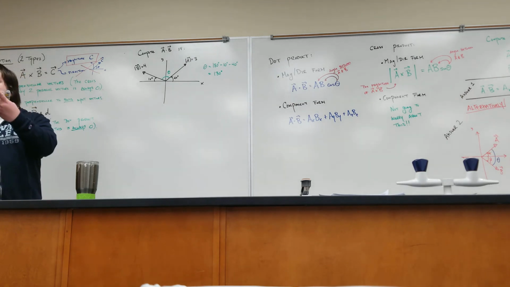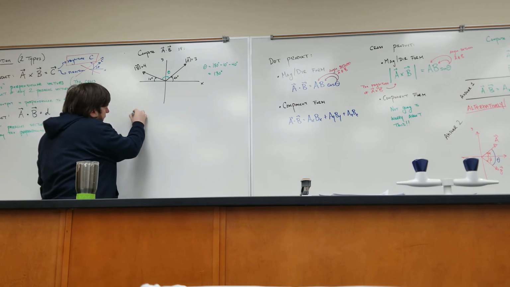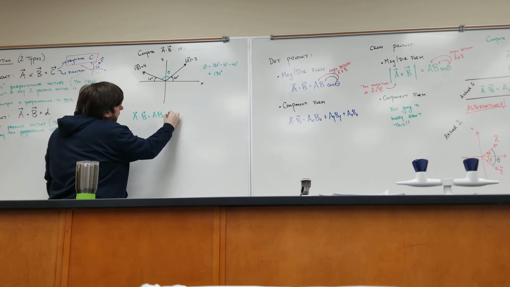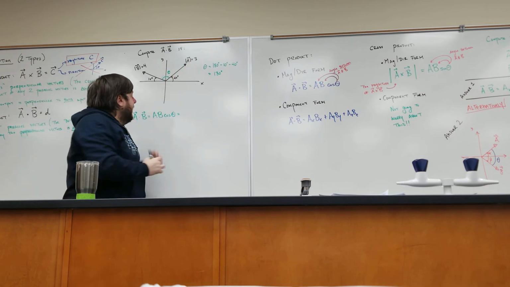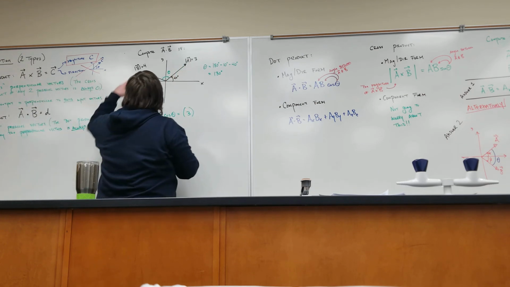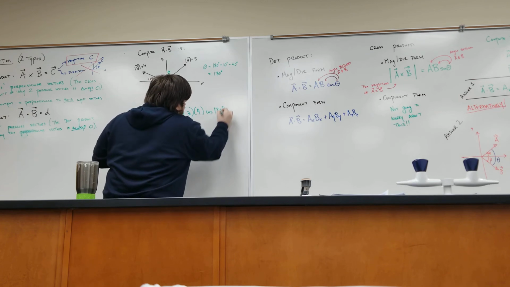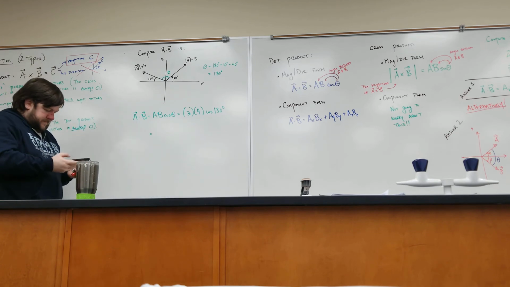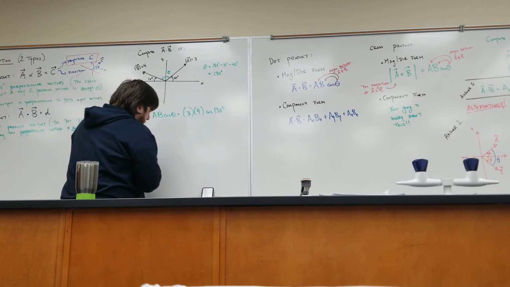Now we know A and B and theta, so we can go ahead and compute the dot product. A dot B is just A times B times cosine of theta. A is 3, B is 4, and cosine of 130 degrees is negative 7.71.